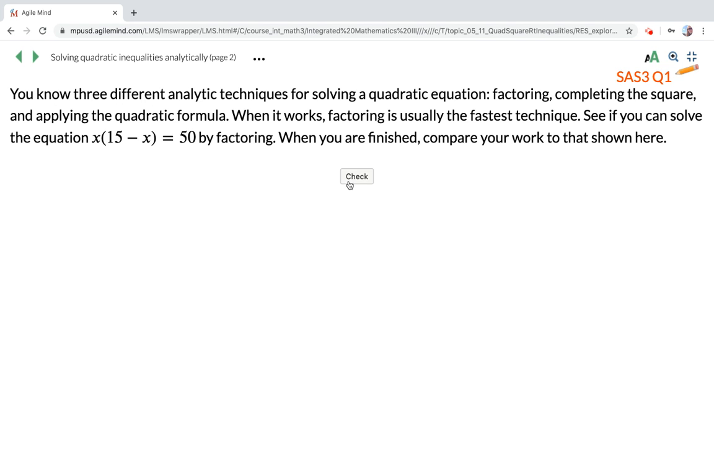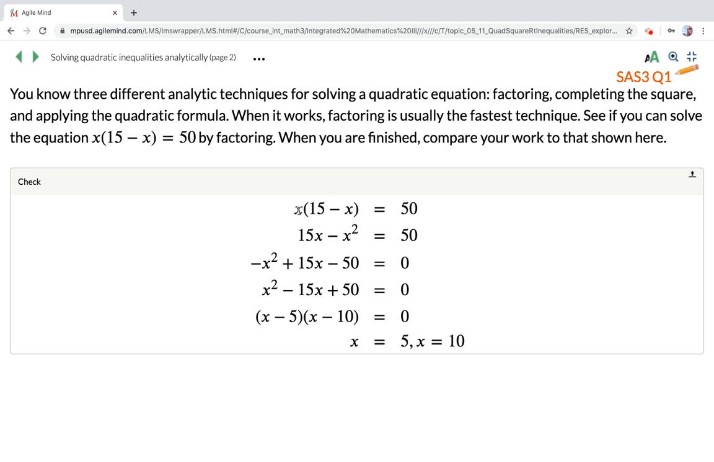All right, so let's see what we got here. So first I multiplied through: x times 15 is 15x, x times a negative x is negative x squared. I subtracted 50 from both sides, and then I realized I had a little issue because I didn't want a negative out front. So I multiplied both sides by a negative 1. Multiplied by a negative, it became positive. Multiplied by a negative, it became negative. Multiplied by a negative, it became positive. And suddenly that's way easier to work with. And I went ahead and factored it out. And that means that my solutions are x equals 5 and x equals 10.